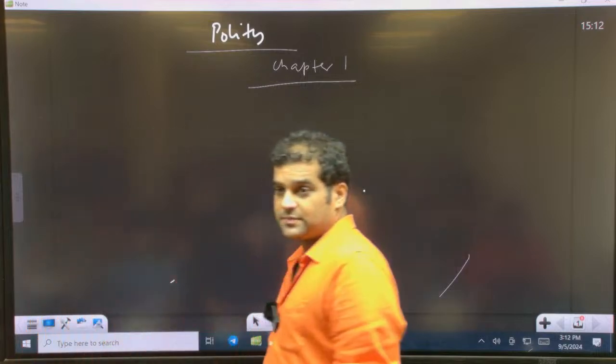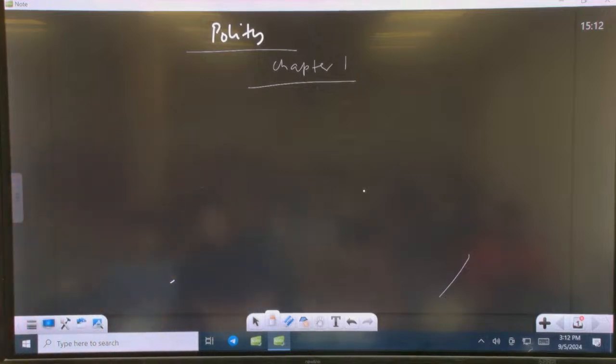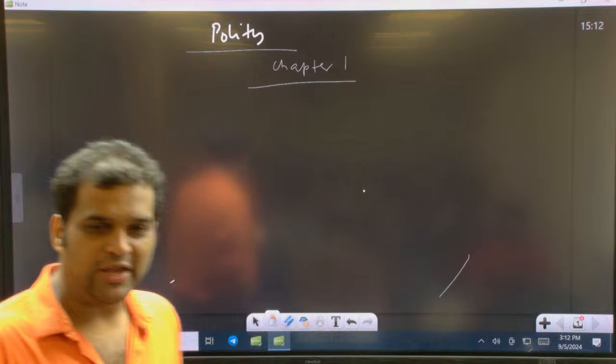All right, so guys, last class we did cover some introduction about polity. As to what we have to read in polity, we have to learn about the basic concepts of polity, basic concepts which have been written in the constitution. Some important articles, some important constitutional bodies.